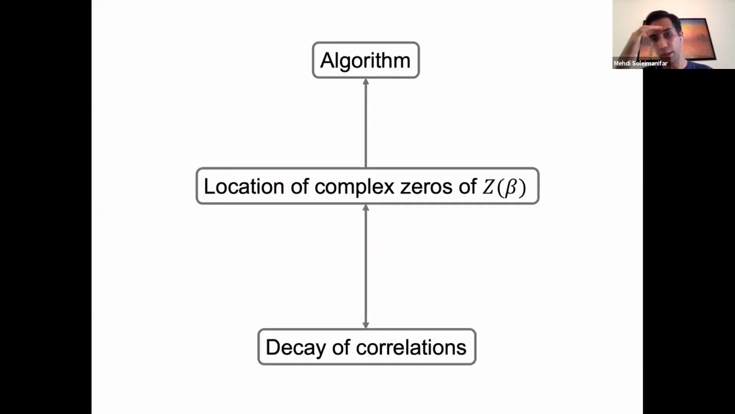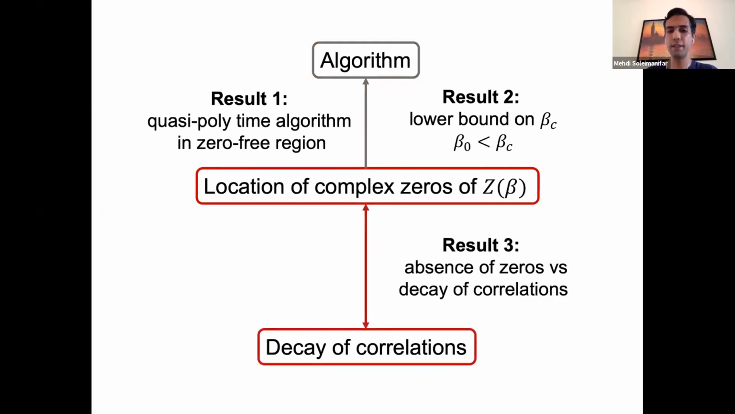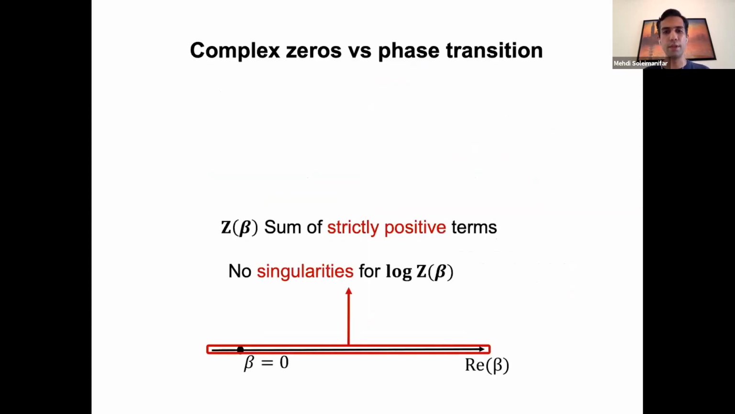All right, so before going on, let me give you a brief overview of the results that I'll cover. So first, I'll tell you how we can get algorithms from complex zeros. And then I'll talk about the connection between these complex zeros and decay of correlations for quantum spin systems. So let's start with the zeros.